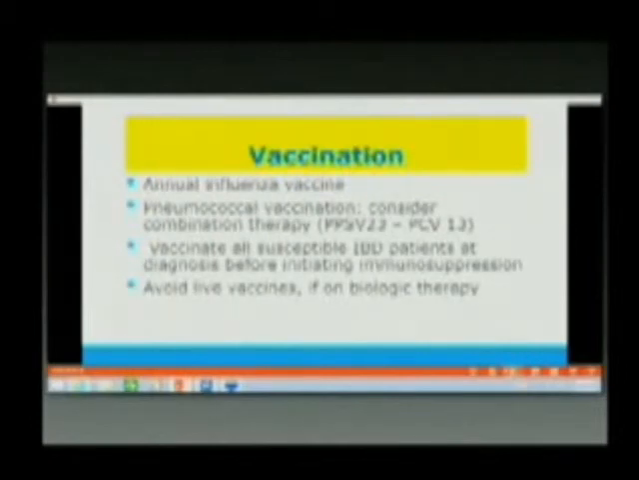It's important to vaccinate your patients. We've already mentioned that there's a high risk of getting infection in patients on anti-TNF therapy, especially if this is done in combination with your immunomodulators. So the best time to vaccinate your patients is before you even start your immunosuppression. You certainly cannot give live vaccines while you're on biologic therapy. Give these patients an annual flu vaccine and, again, pneumococcal vaccine. For your pneumococcal vaccine, you prefer to give combination therapy, your PPSV23 and your PCV13. You give your PPSV23, and then a year after you give your PCV13.